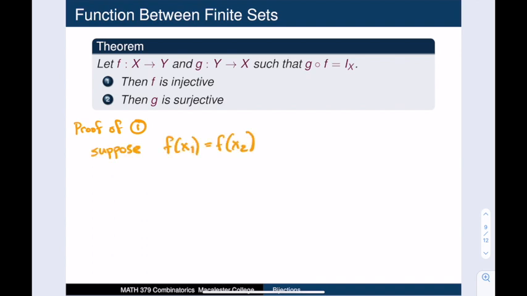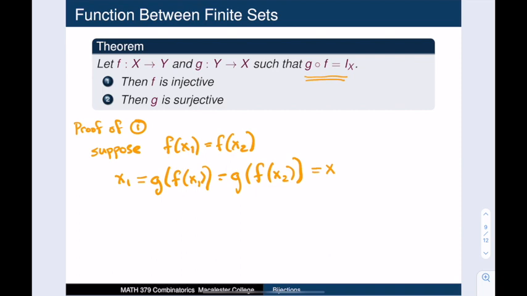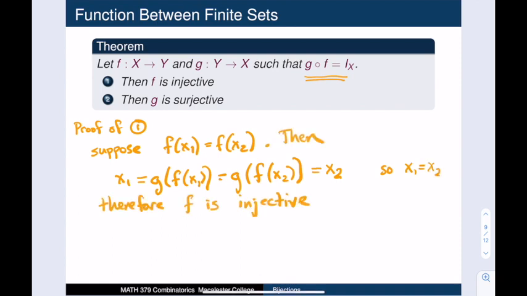Suppose that we have x1 and x2 that both map to the same element in y. Now let's apply the function g to both sides of this equation. We know that this composite function is the identity function on the set x, and so we get that x1 is equal to the function composition on the left, and x2 is equal to the function composition on the right. And we can then conclude that x1 must be equal to x2. Our conclusion is that if x1 and x2 map to the same element, then x1 must be equal to x2. In other words, the function f is injective.